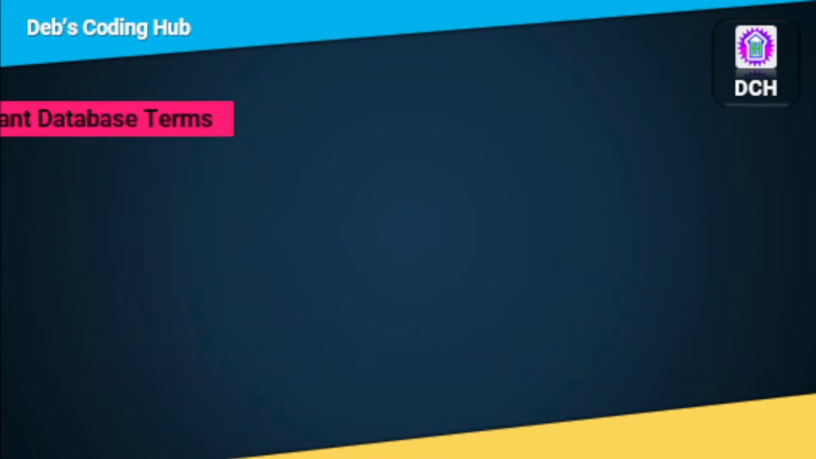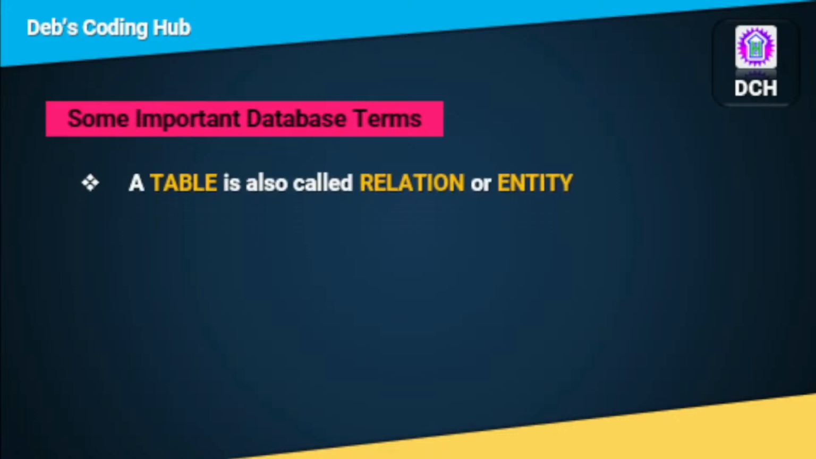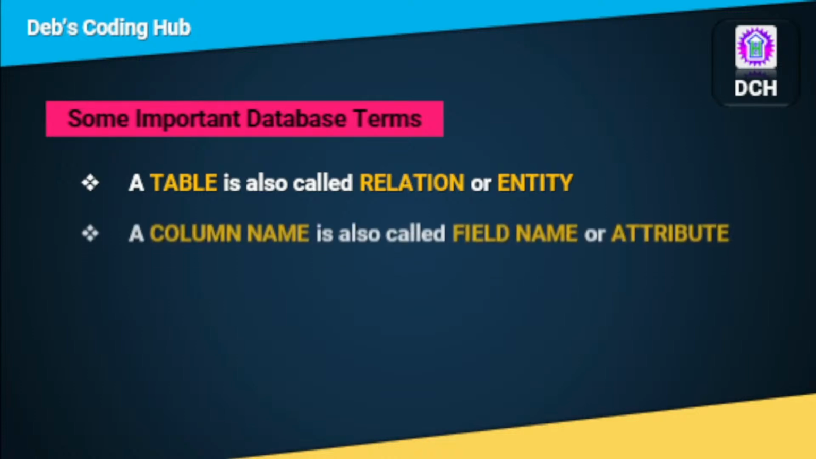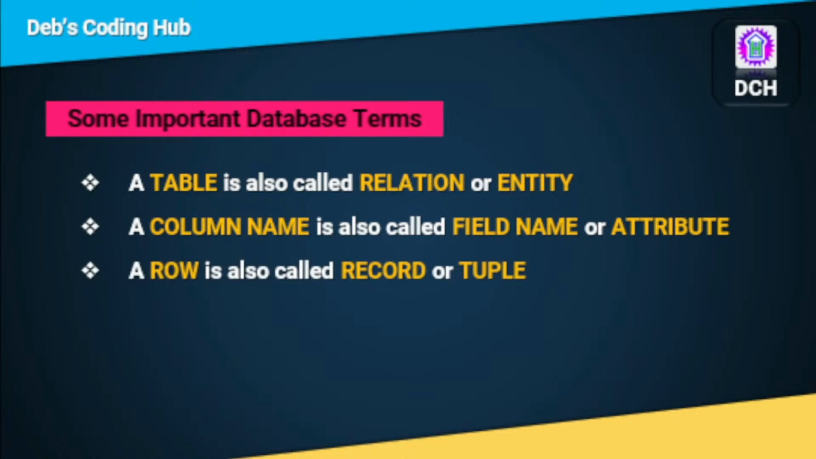So let us see some important database terms. First one is a table. A table is a rectangular grid that stores data in a database. And this table is also known as relation or entity. The next one is a column. A column is a vertical line in a table and its heading is called column name or field name or attribute. So a table is made up of some attributes or field names. Then when I store one set of information by filling up all the columns or attributes in the table and I complete one row, it becomes a row and it is also called record or tuple.